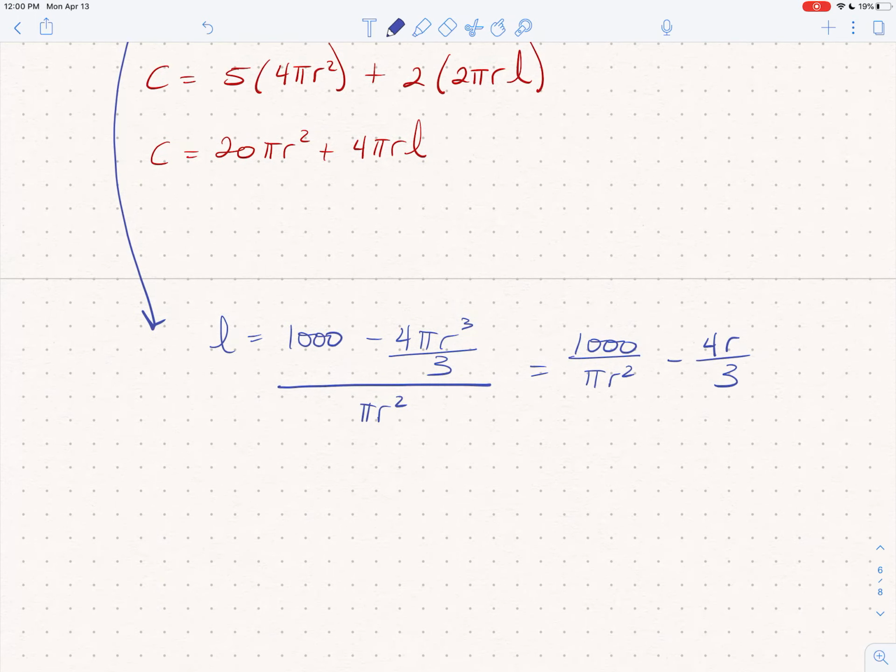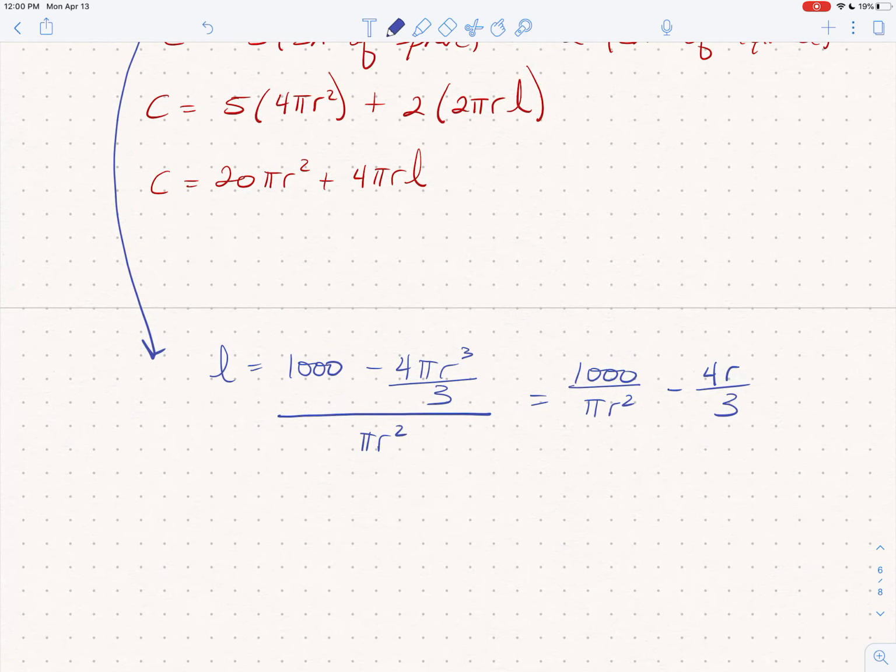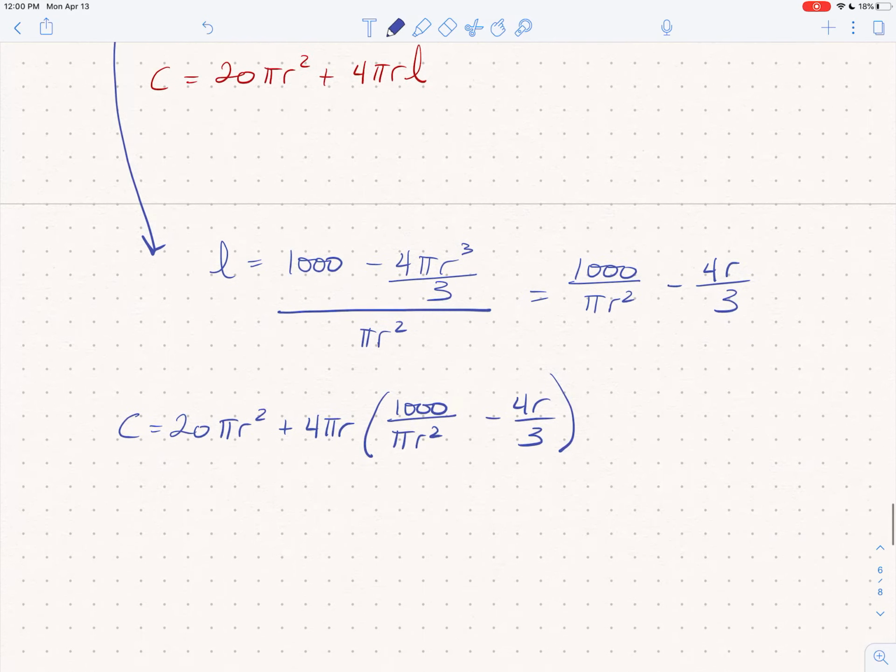And so I'm going to be able to take that now and plug that into my cost function. So my cost function is going to be 20 pi r squared plus 4 pi r times L. Well, we now know L is this guy, so it's going to be times 1,000 over pi r squared minus 4r over 3.